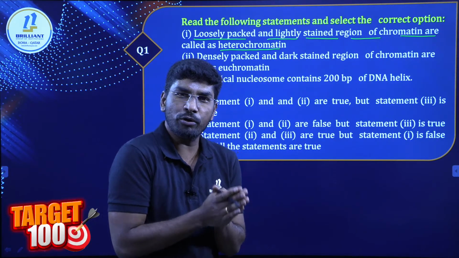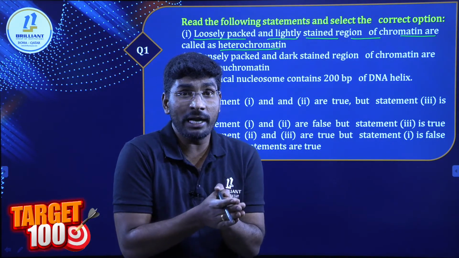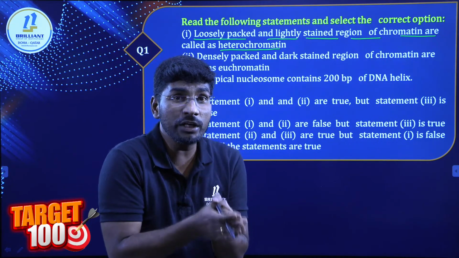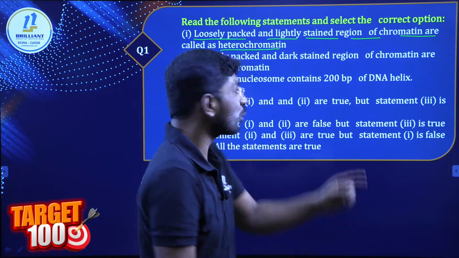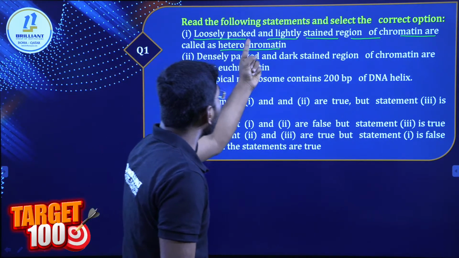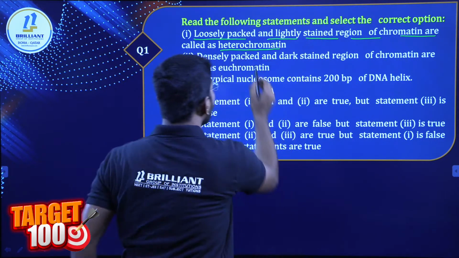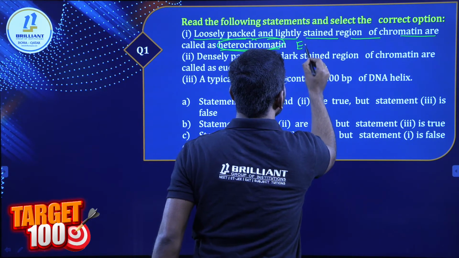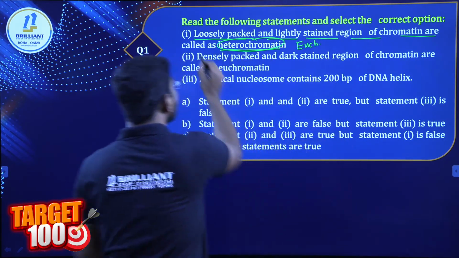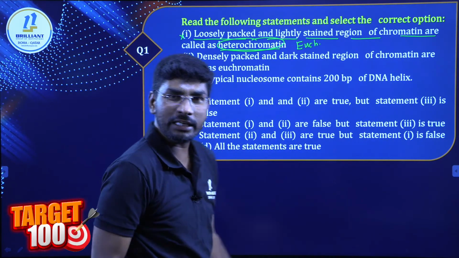What is the meaning of heterochromatin? Heterochromatin is that chromatin which is darkly stained and tightly packed. Here it's giving loosely packed and lightly stained. So in place of this, I can write euchromatin, right? This is euchromatin, so this is not a correct statement.